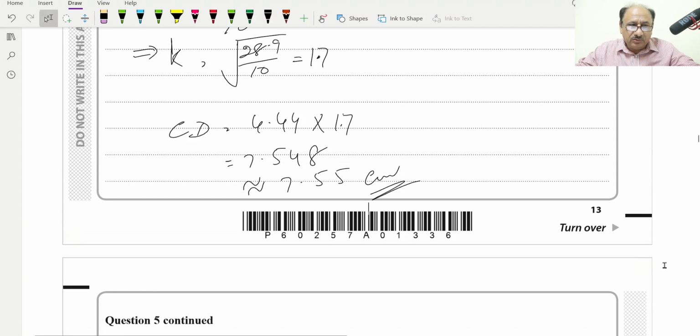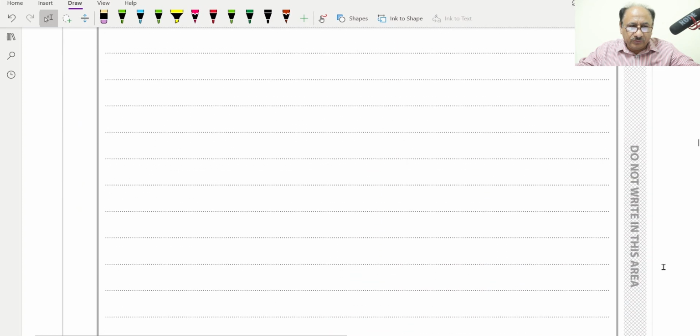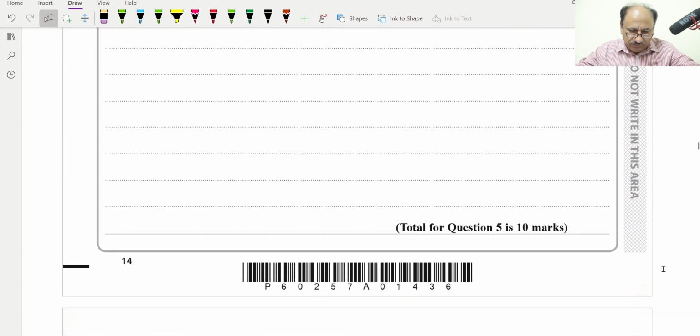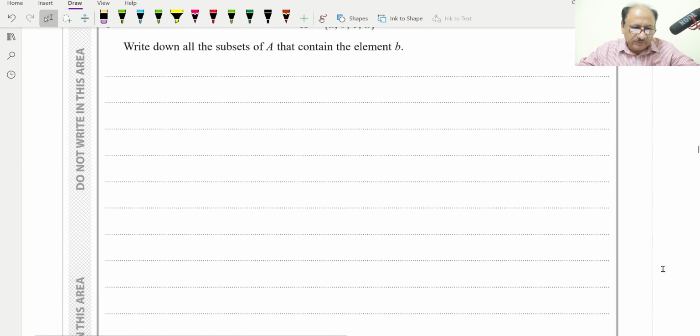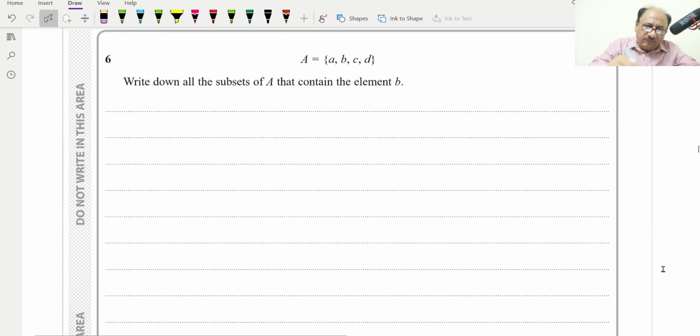This is done. Now we can move to the next question, which is question number 6. In question 6, they have provided us this set A, which has members A, B, C, D, and we have to write down all the subsets of A that contain the element B. So they should contain element B.